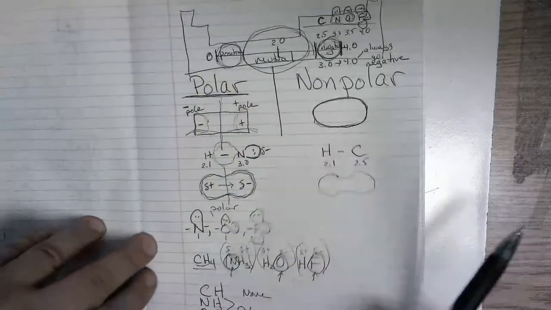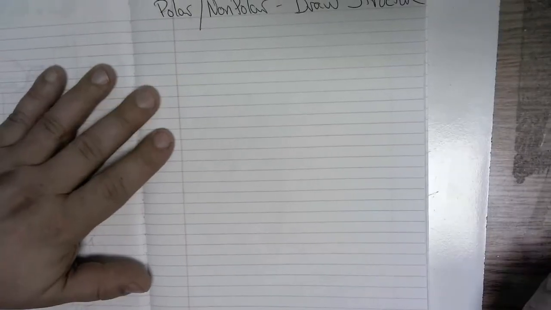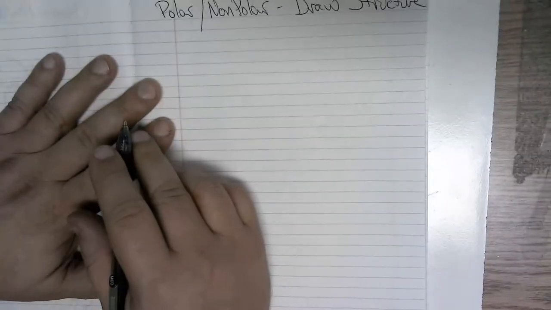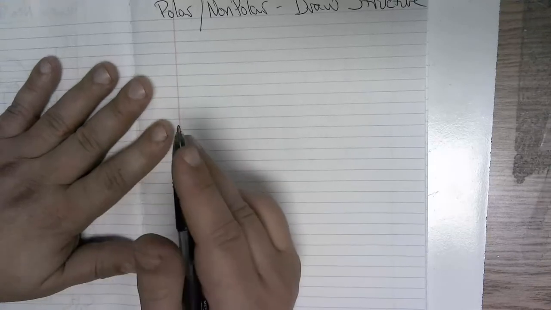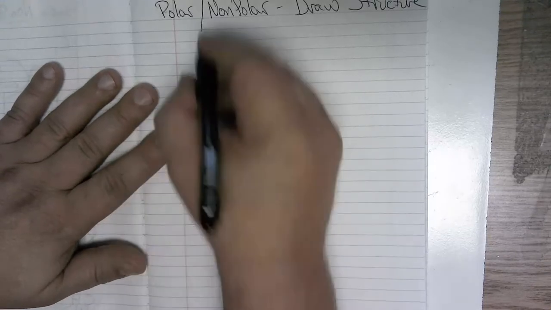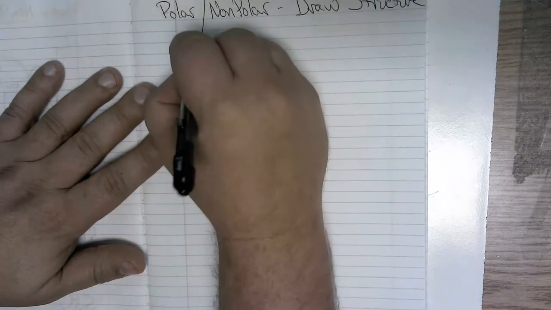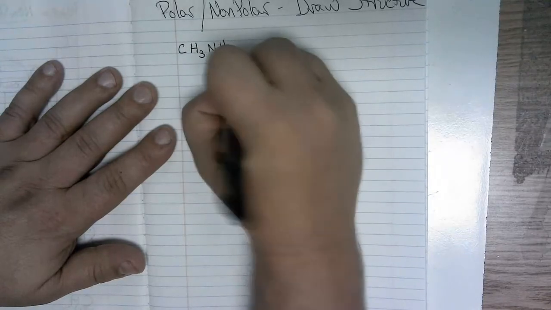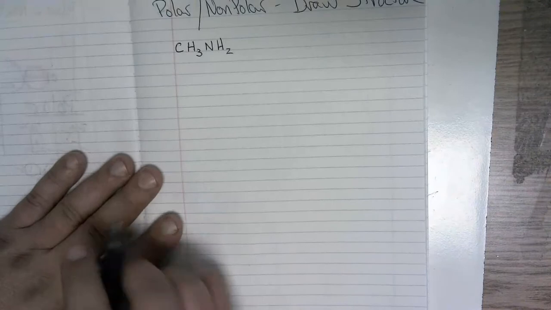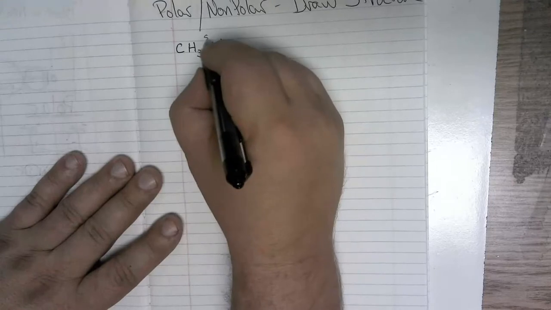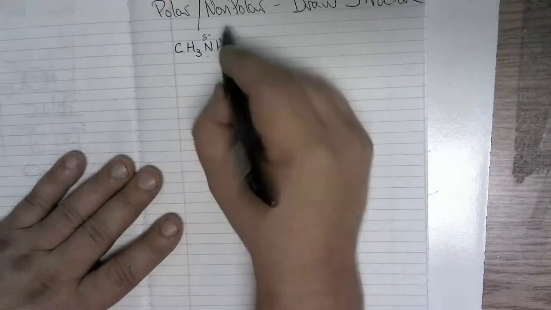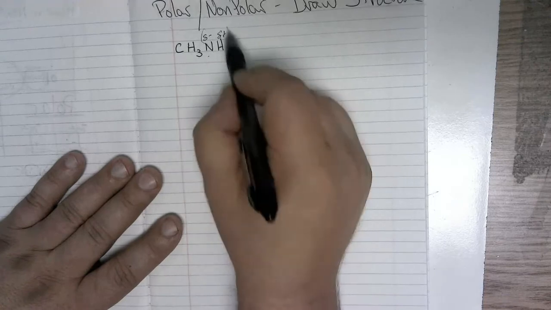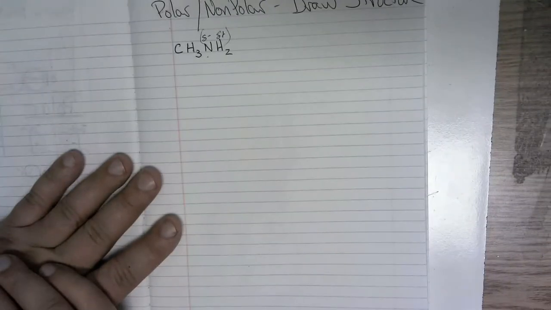All right? Now, how do I go from recognizing the bond type to drawing the structure? Well, let's look at a couple. Let's say we have a molecule that is CH3NH2. Okay? First of all, is it polar or nonpolar? There's the N. That N is going to be partially negative, which means the H has to be partially positive. So yes, this molecule is going to be polar. How do I draw it?